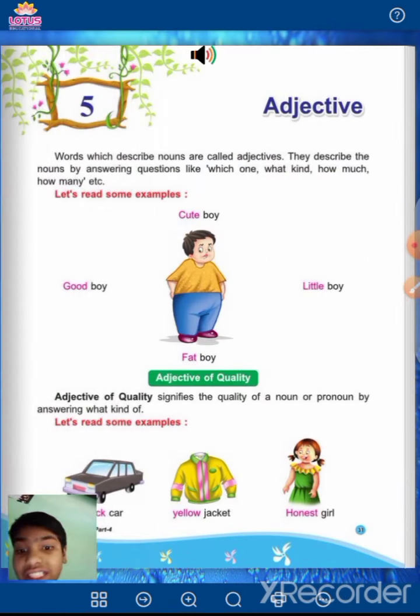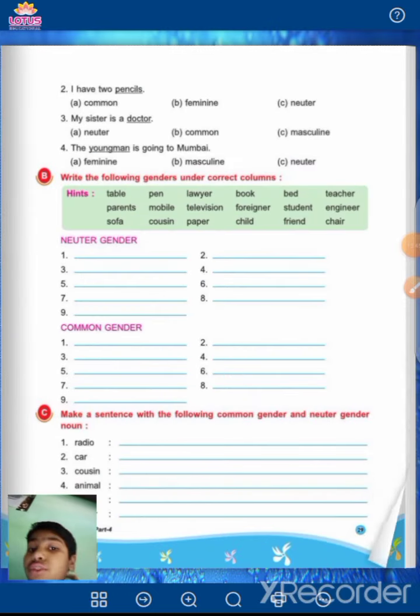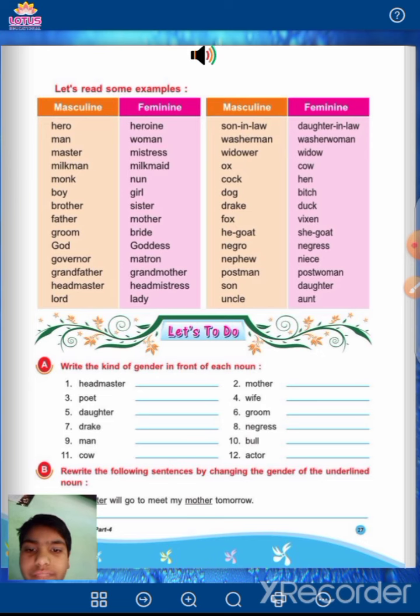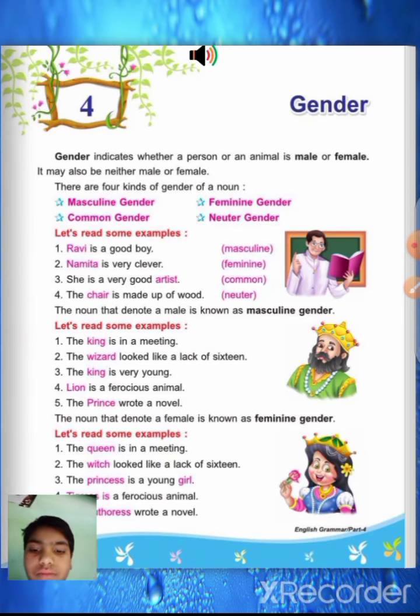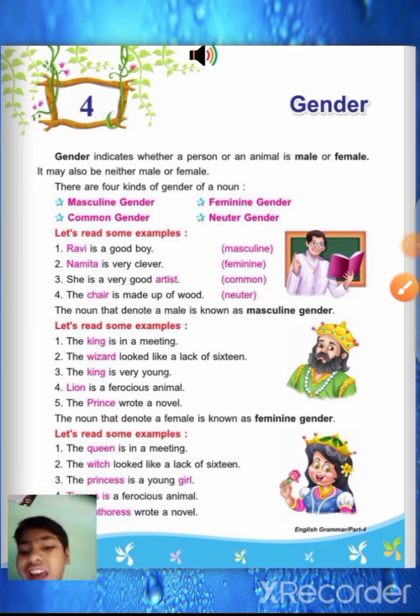And this way, we finished our fourth lesson in just 15 minutes. Okay, then I will give you this recording to take a look at. So, let's see lesson 4. Gender indicates whether a person or an animal is male or female. It may also be neither.